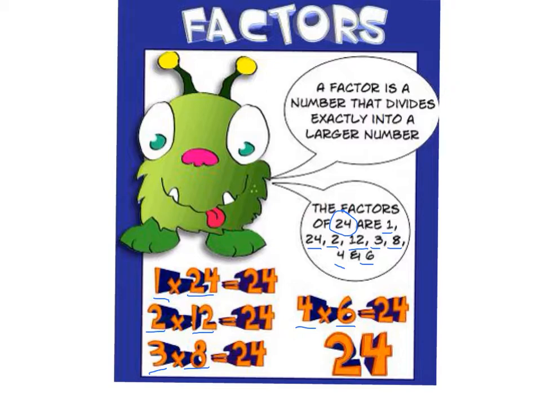divide evenly into 24. Because 1, 24, 2, 12, 3, 8, 4, and 6 all divide evenly or exactly into 24, they are all the factors of 24. So hopefully now you understand the difference between multiples of a number and factors of a number.